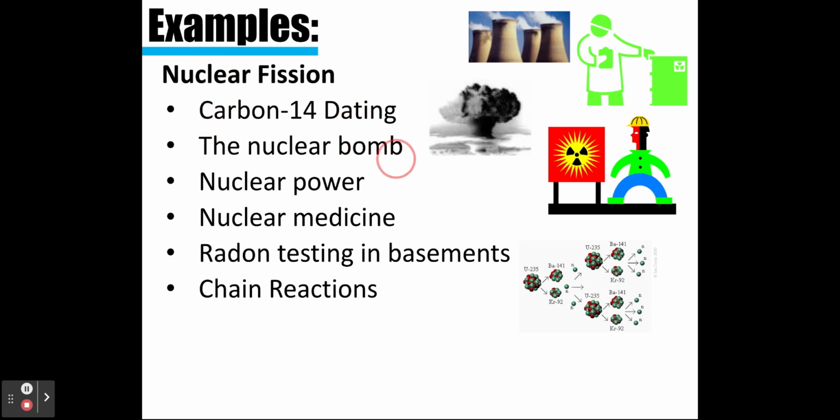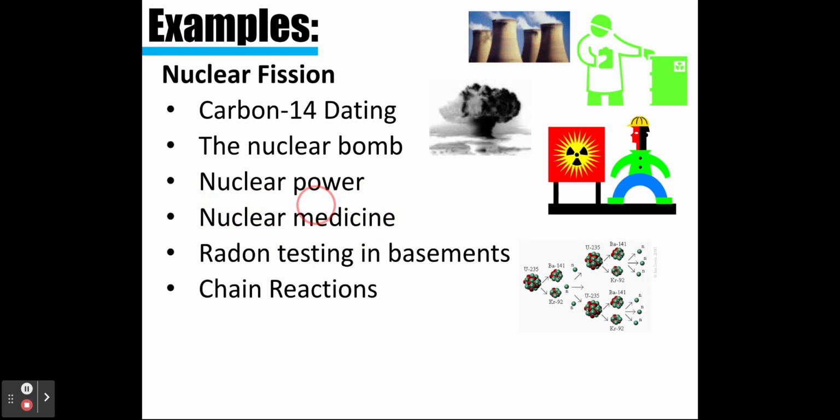The nuclear bomb is also an example of fission. The power, the energy that comes from the nuclear bomb actually comes from the splitting of many atoms, and that occurs in the explosion. So nuclear bombs give off a huge amount of energy because of the many atoms that are being split. Nuclear power. So we have power plants. Nuclear power uses nuclear fission, the splitting of the atom, to release that power and then harness it to create electricity.